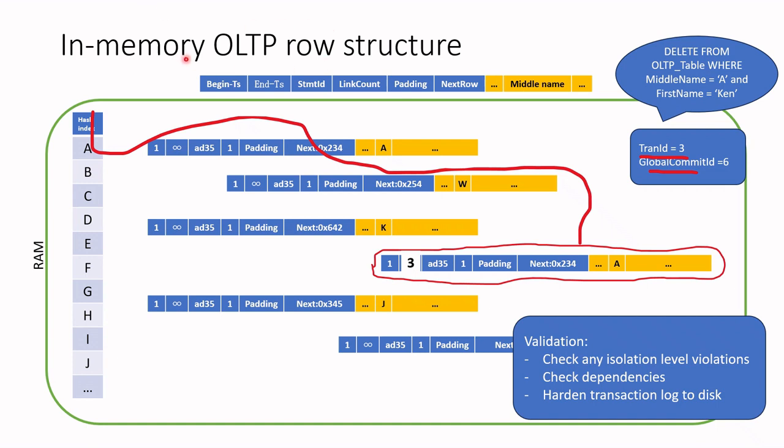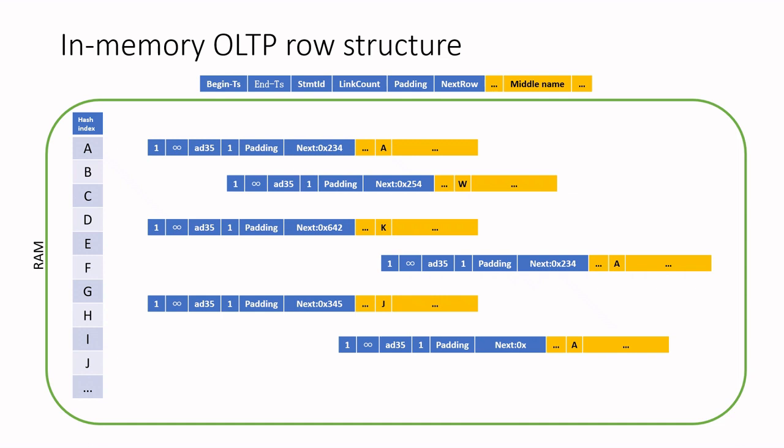After validation phase finishes, transaction ID is marked as committed, then commit timestamp is generated, and this transaction ID is changed to this global commit timestamp, which is 6 in our case. Now you know how delete statement is run in Hekaton tables. Let's see how insert query works now.